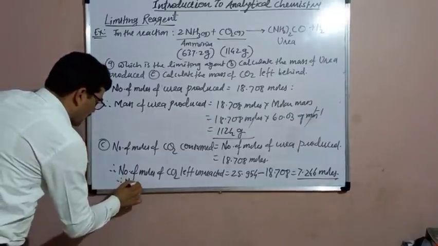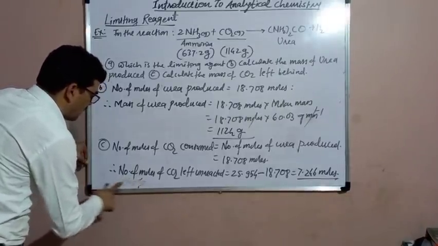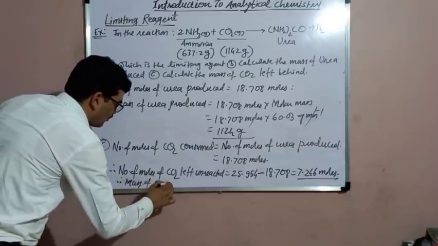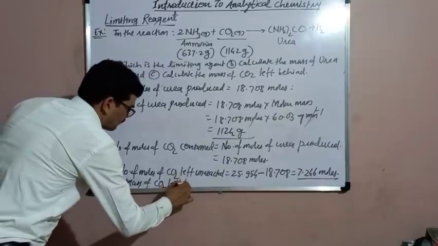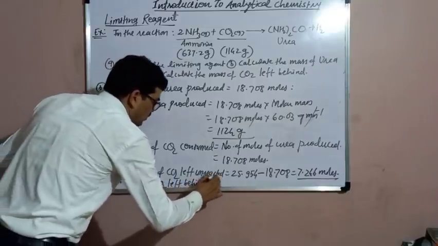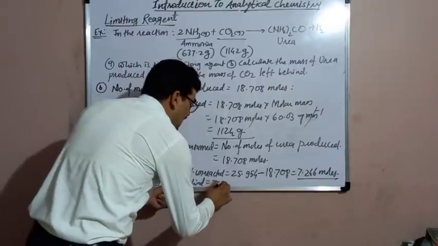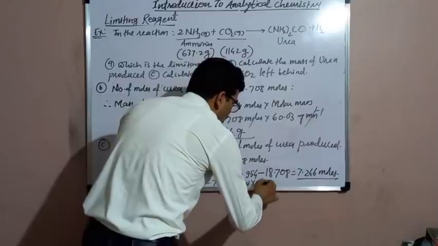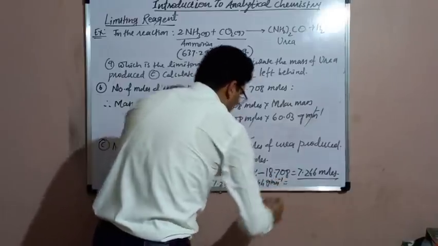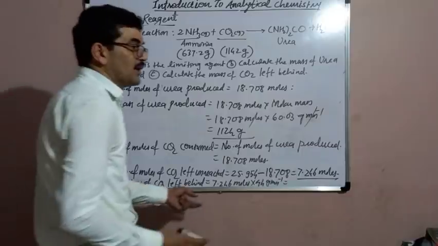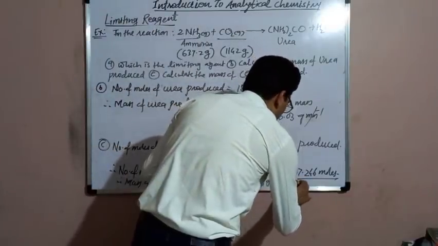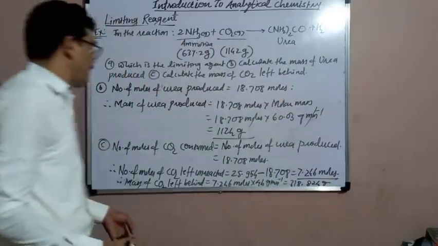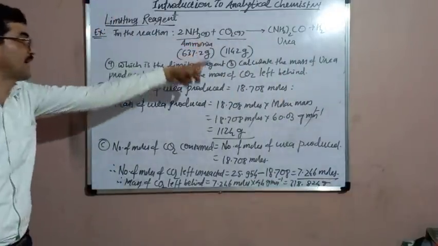Therefore, number of moles are now converted into mass. Mass of CO2 left behind equal to number of moles multiplied by molar mass. Molar mass of CO2 is 44 gram per mole. It will give the mass of CO2 remaining behind. The mass of CO2 remaining behind will be 318.824 gram. This is the amount of CO2 that will remain unreacted in this reaction.